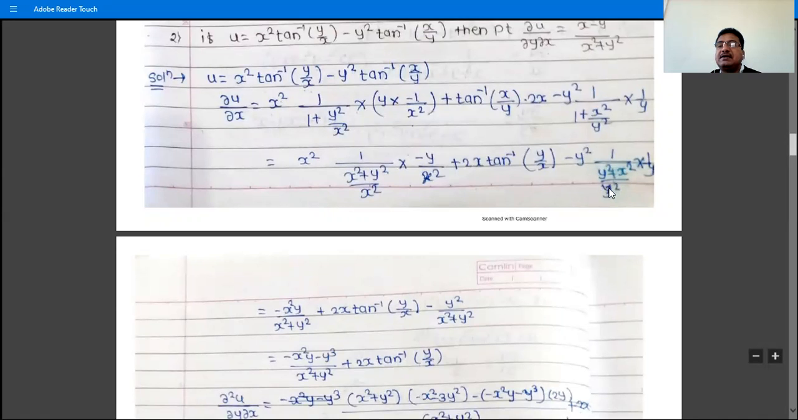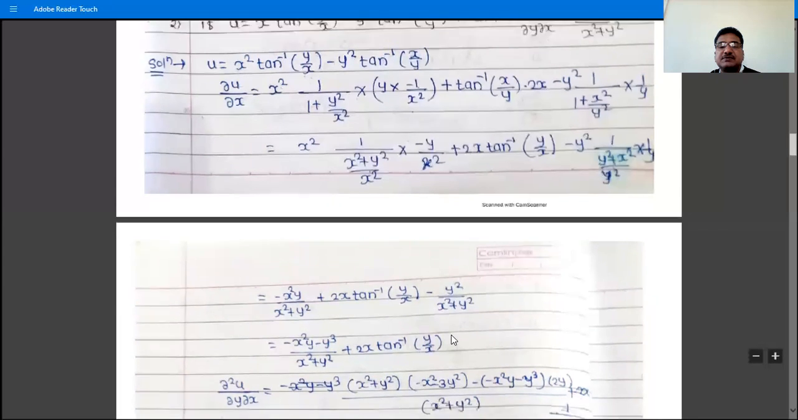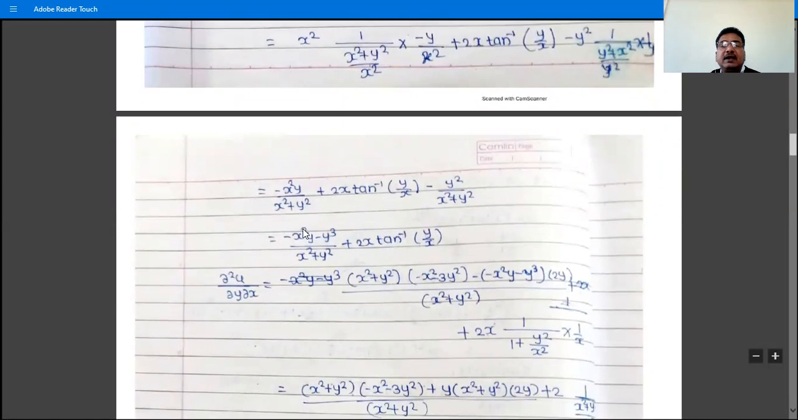The simplification of this factor is y square by x square plus y square, and this y square into y square, y raised to 4, divided by y, gives y cube. Don't write y square here, because y square into y square, y raised to 4 by y, is y cube. So write y cube divided by x square plus y square, and then the LCM is x square plus y square. So we have minus x square y minus y cube, plus 2x tan inverse y by x.